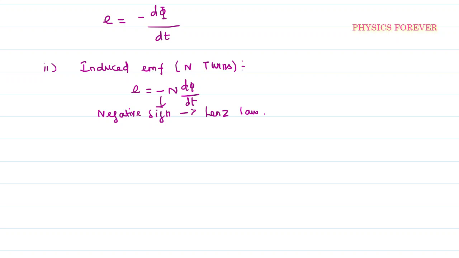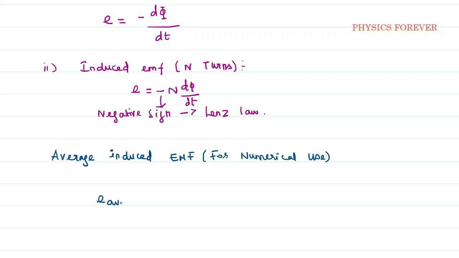This is important because while doing problems those cases are important. Average induced EMF is for numerical use only. Sometimes when a problem is asked, we have to use this formula. Average EMF is equal to minus n del phi by del t, that is flux. This is most important for numerical cases only.